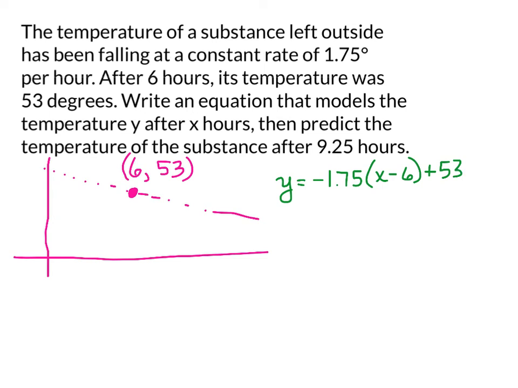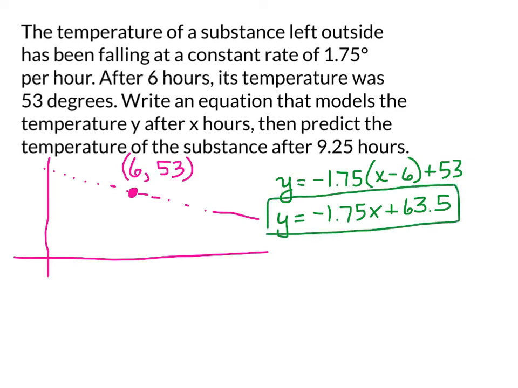So I'm almost done. This is great. I have a great way to model this behavior. My equation, if I clean it all the way up, distributing that negative 1.75 and adding the 53, I'm going to do that on my calculator. And I come up with y equals negative 1.75x plus 63.5. So any scientist could model the temperature of this substance using that equation.